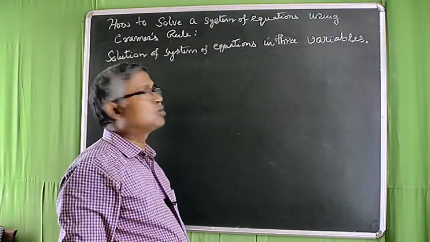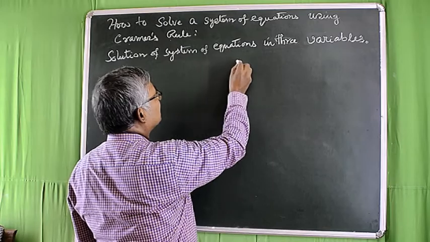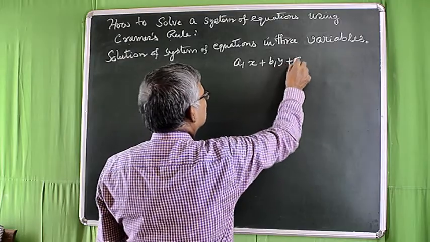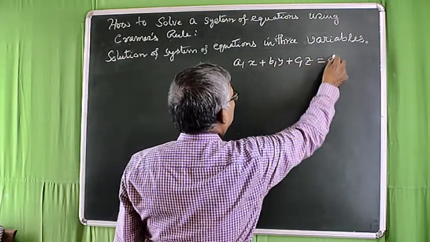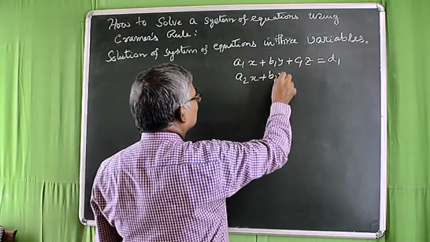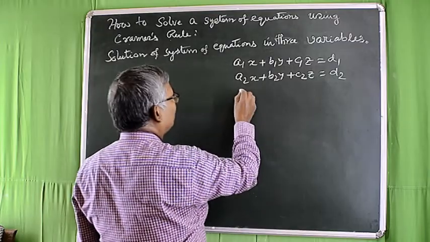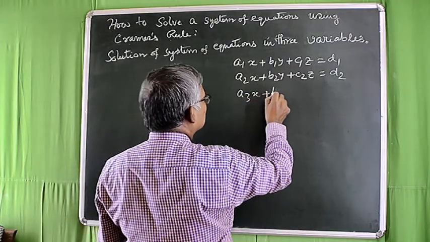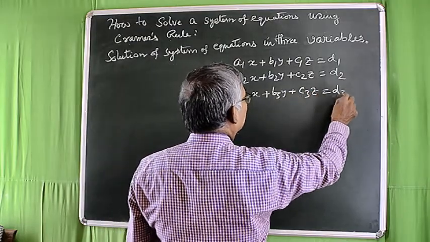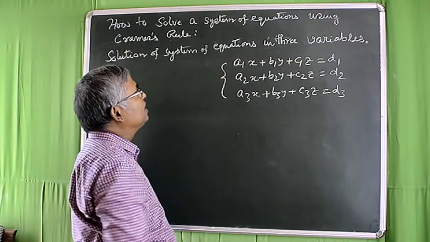Students, let us solve a system of equations in 3 variables. Let the equations be a1x plus b1y plus c1z equal to d1, a2x plus b2y plus c2z equal to d2, a3x plus b3y plus c3z equal to d3. Now let us solve the system of equations using Cramer's rule.